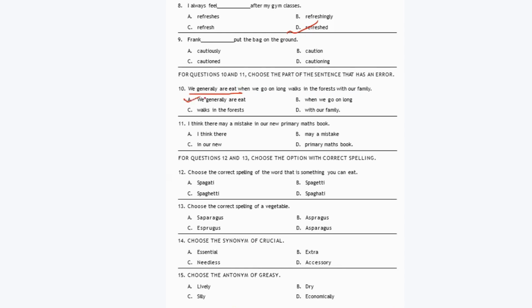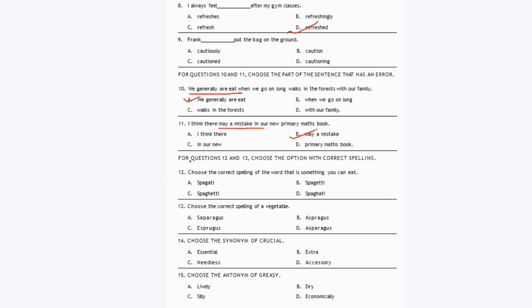So it's option A. "I think there may a mistake in our new primary maths book." It should be, I think there is a mistake in our new primary maths book. So it should be option B. It should be "there is a mistake," not "may a mistake." So this part of the sentence has the error.